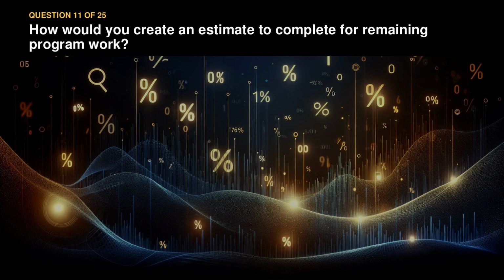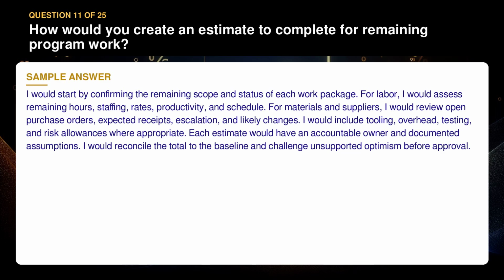Question 11. How would you create an estimate to complete for remaining program work? I would start by confirming the remaining scope and status of each work package. For labor, I would assess remaining hours, staffing, rates, productivity, and schedule. For materials and suppliers, I would review open purchase orders, expected receipts, escalation, and likely changes. I would include tooling, overhead, testing, and risk allowances where appropriate.